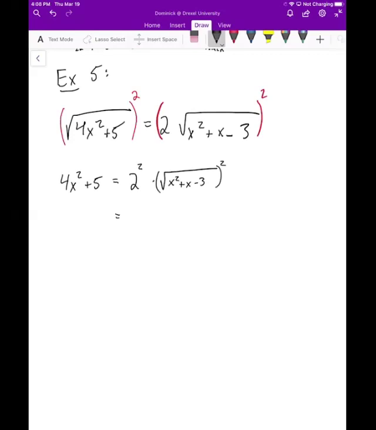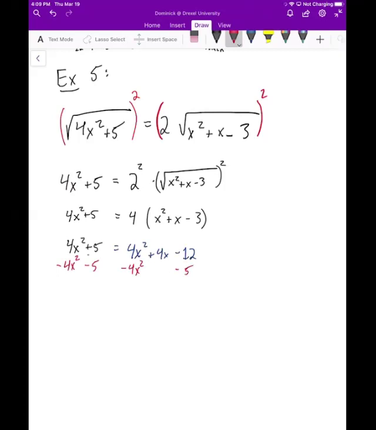Of course, that's just going to give you a 4. And then this will just become x squared plus x minus 3. Let's bring down 4x squared plus 5. Now if we distribute on the right-hand side, we get 4x squared plus 4x minus 12. But now we have a quadratic, so let's try and move everything to one side. Something nice happens, because once we move the 4x squared over, we no longer have a quadratic, so that would be a little easier to solve.